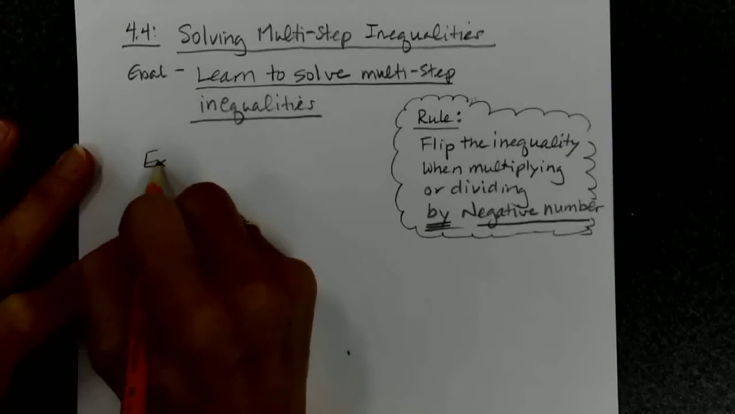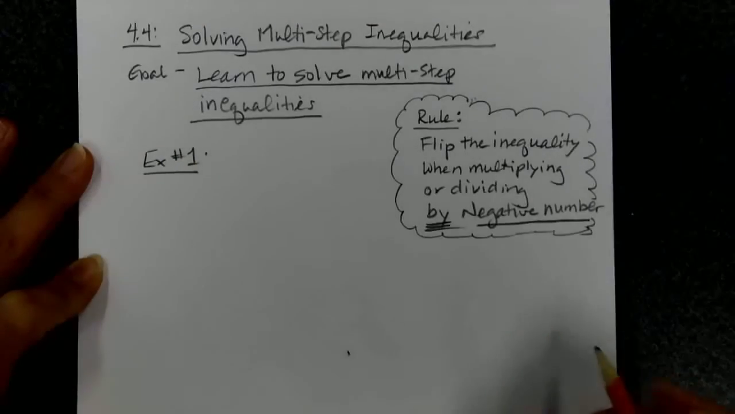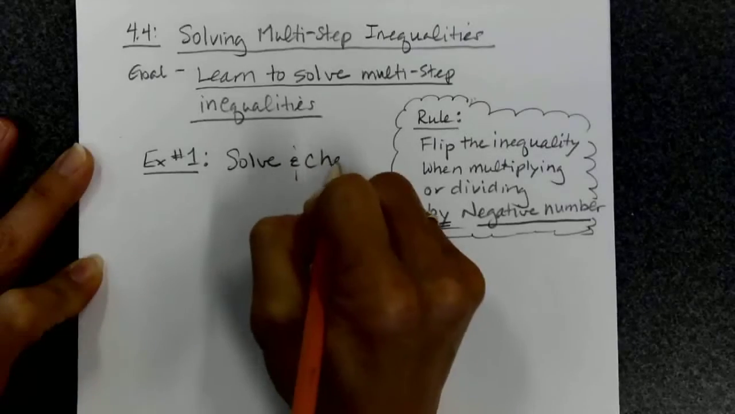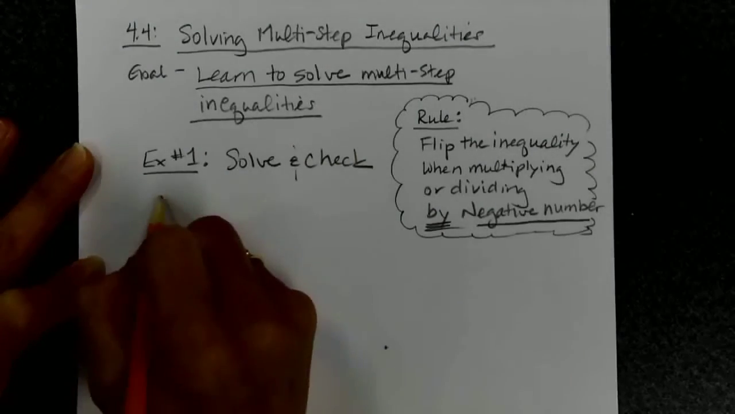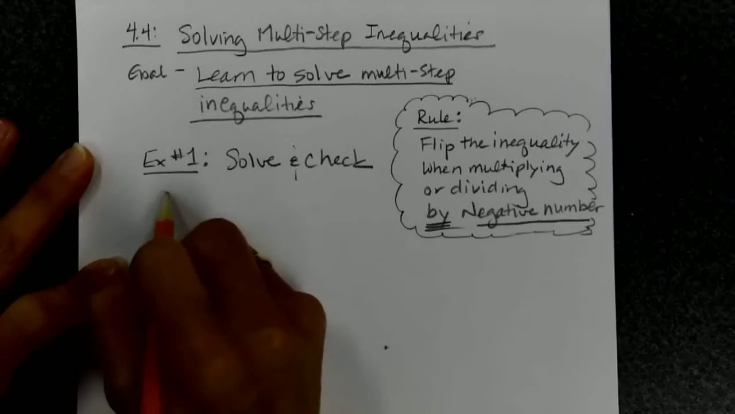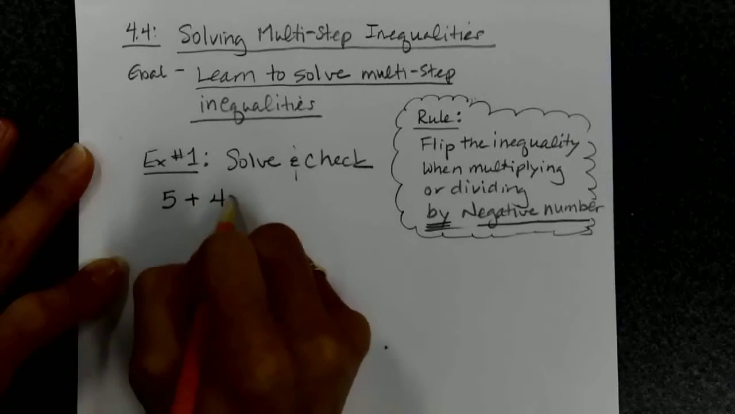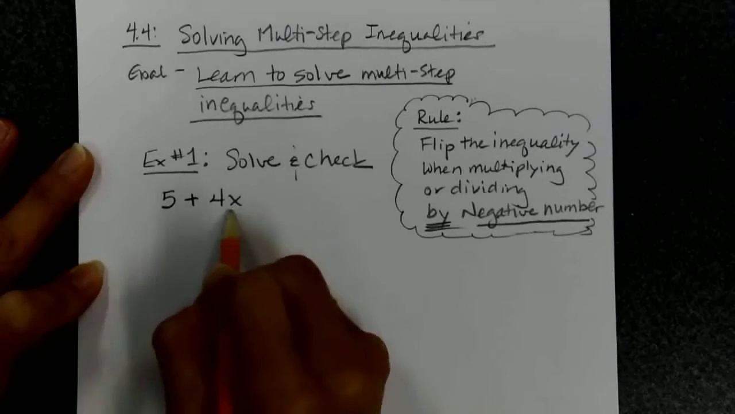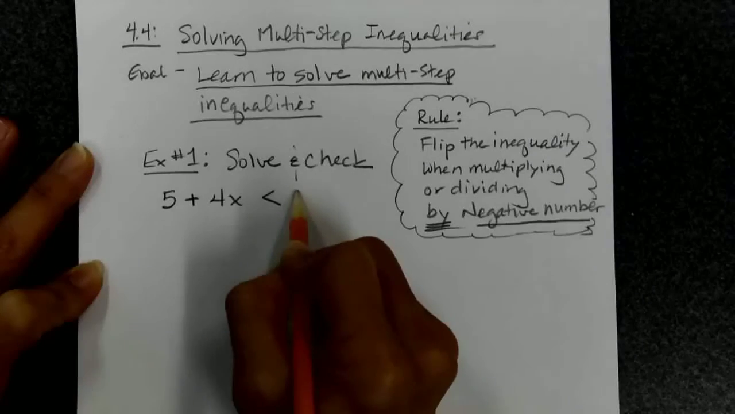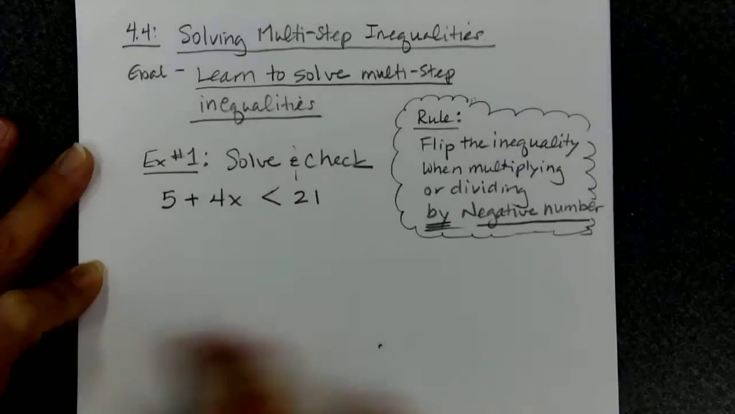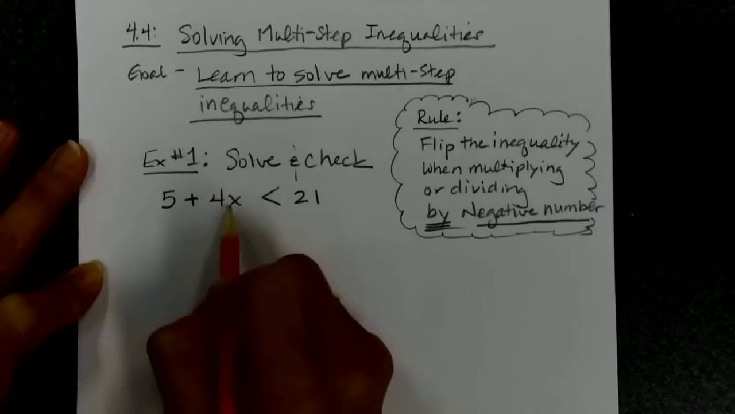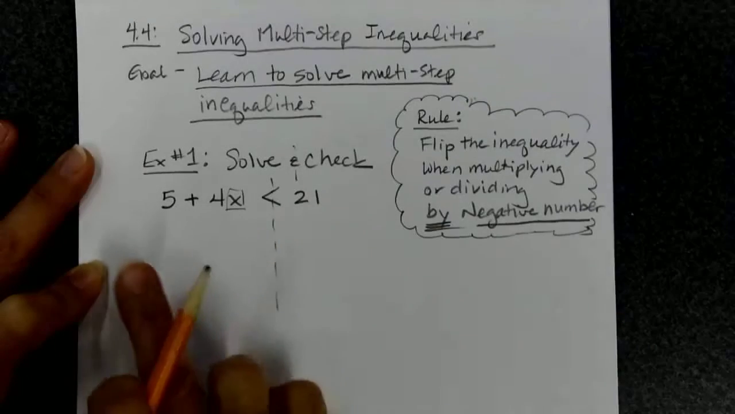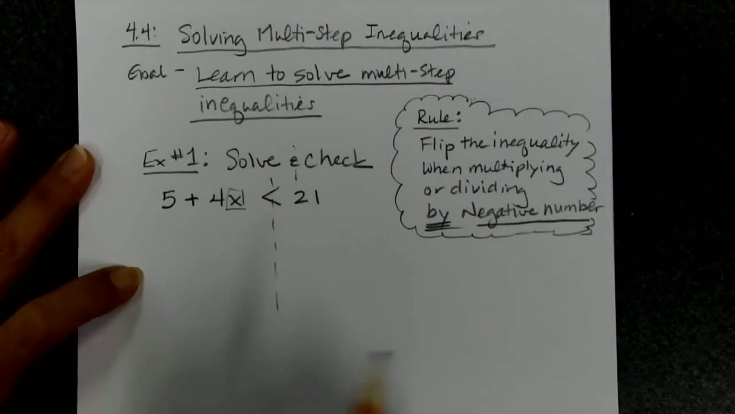So here's example number 1. We are going to solve and check. Like solving equations, we are going to do the opposite to get the variable by itself. So in this inequality, we got 5 plus 4x, which is less than 21, and we are going to solve for x. Remember, your goal is to get x by itself, so you must do the opposite to get rid of this 5 and bring it to the other side.